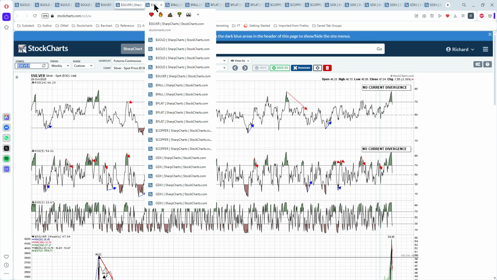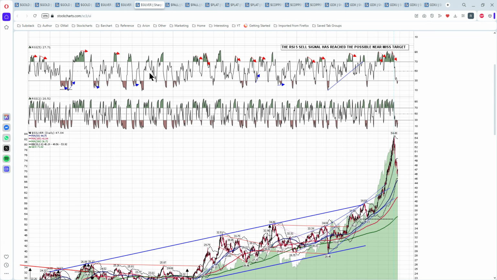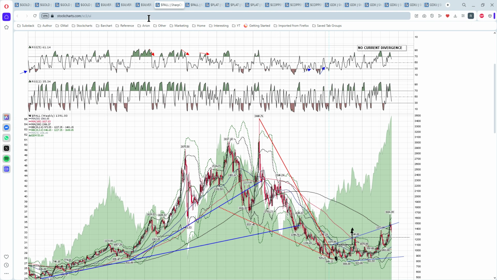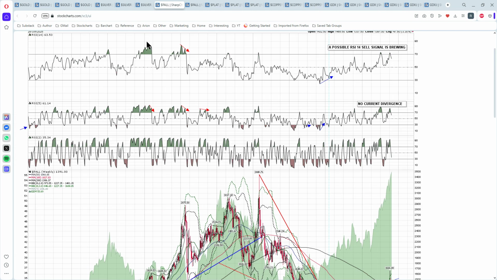Same, no divergence on the weekly chart. On the daily chart, we had a weak RSI 14 sell signal fixed, which hasn't made target yet, and an RSI 5 sell signal, which has now made target. We will see. All right, looking at palladium, we've seen a significant pullback here.